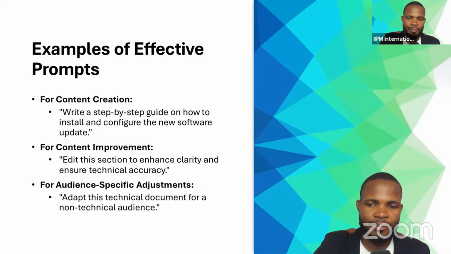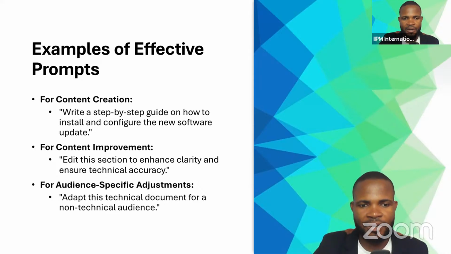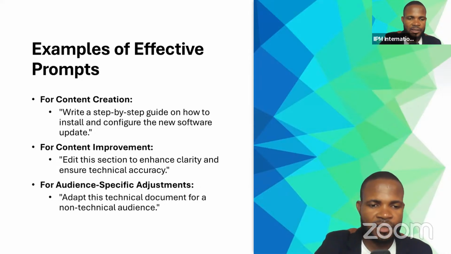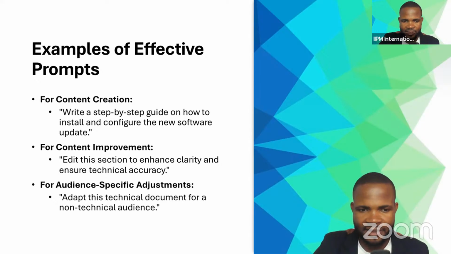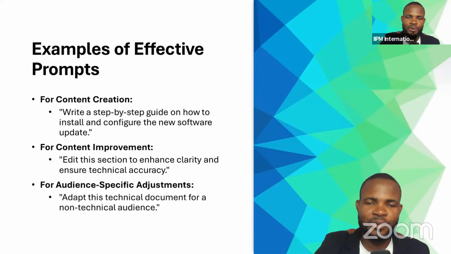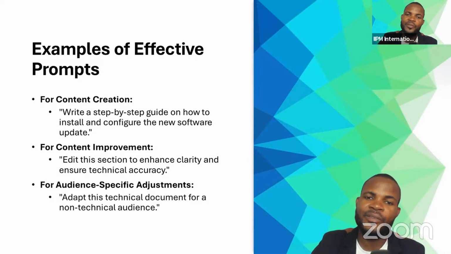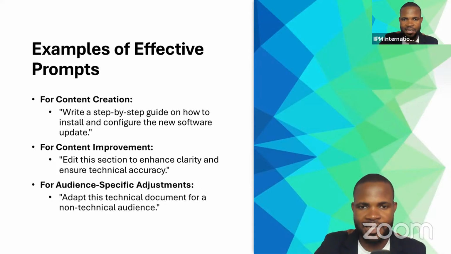It's going to refine and make sure it meets up with this particular context you've provided. Then also for audience-specific adjustment, adapt this technical document for a non-technical audience. Okay, so let's assume you are a construction engineer speaking to non-construction persons, and you have a document that would have spoken to an audience of professionals in construction engineering. So you can ask the tool to adapt this technical document for a non-technical audience.